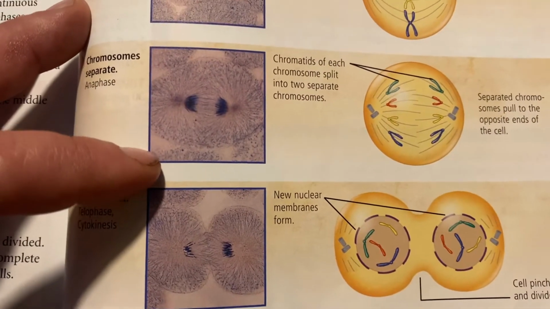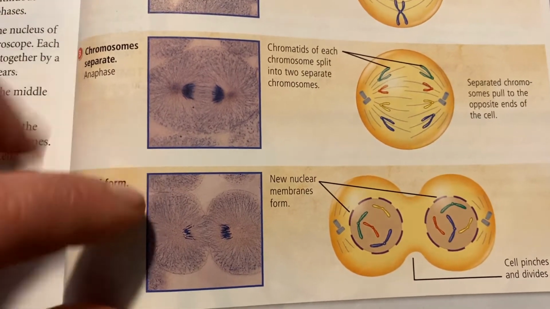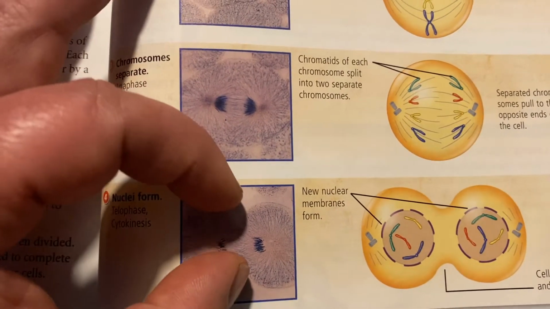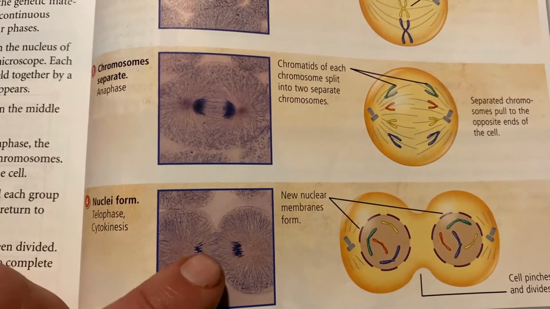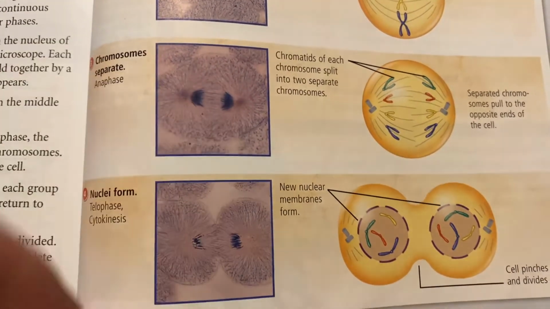The only thing I'll say is that we're looking at an onion root tip. That's a plant cell, not an animal cell. Animal cells will pinch together like this from the outside. Plant cells will actually form a cell wall starting on the inside and then working its way up.